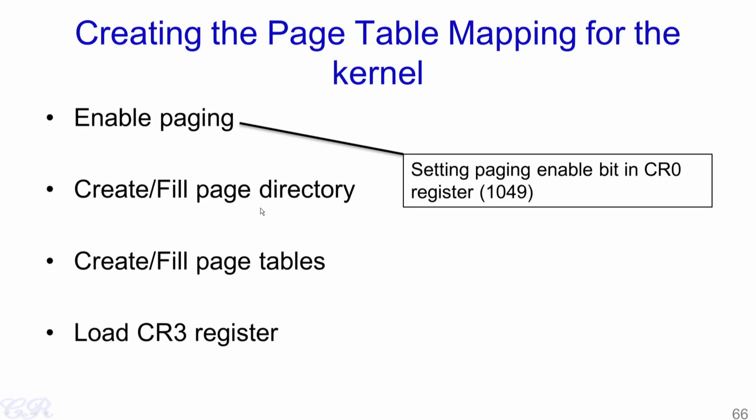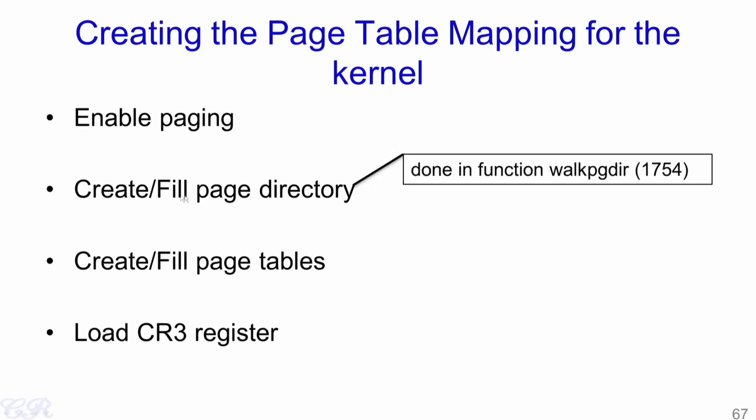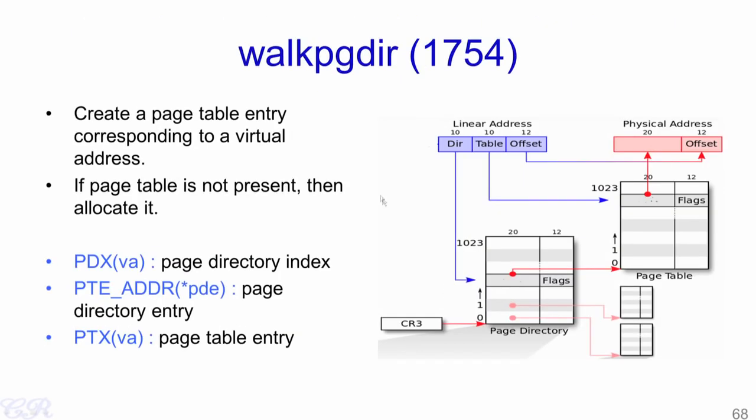Another step is to create the page directories and the page tables. In order to create and fill the page directories, the function walkpgdir is invoked by the operating system. If you look up the source code, you will see this walkpgdir function present in line number 1754. The walkpgdir function creates the page table entry corresponding to a virtual address. Essentially, it is going to create an entry in this particular page directory. Secondly, if it finds that the corresponding page table entry in the page directory is not present, then it creates in RAM a page table for it.